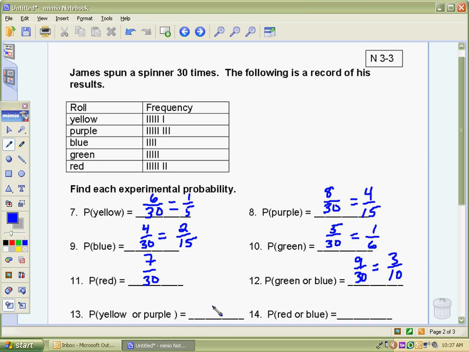Number 13, yellow or purple. Well, there are 6 yellows and 8 purples. That gives a total of 14. So that would be 14 out of 30, which reduces to 7 out of 15. Number 14, the probability of being red or blue. Well, there are 7 reds and 4 blues, which gives a total of 11. So I have 11 out of 30, which does not reduce.